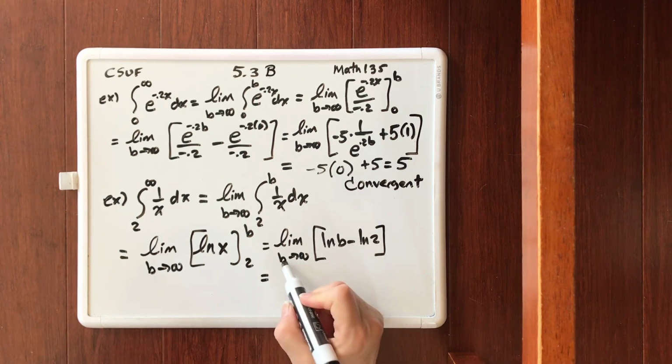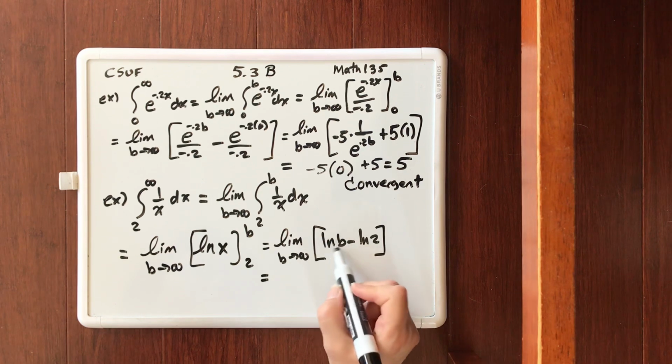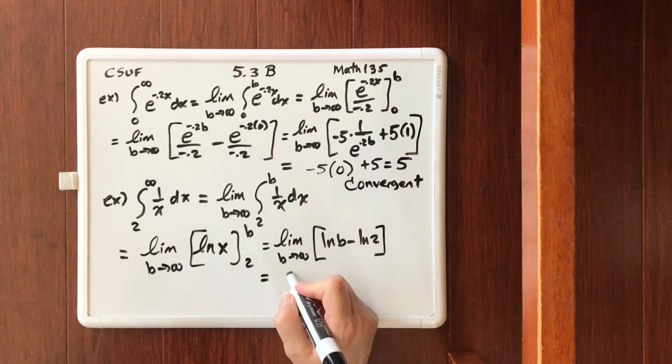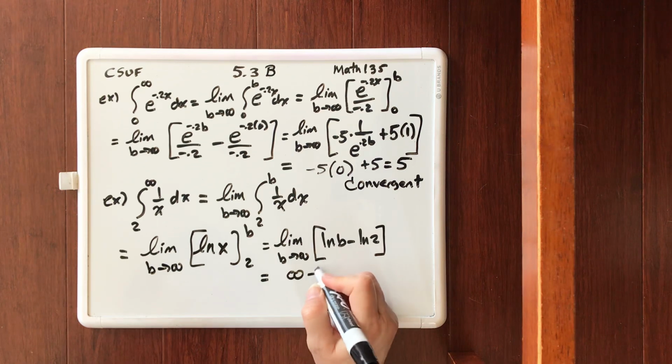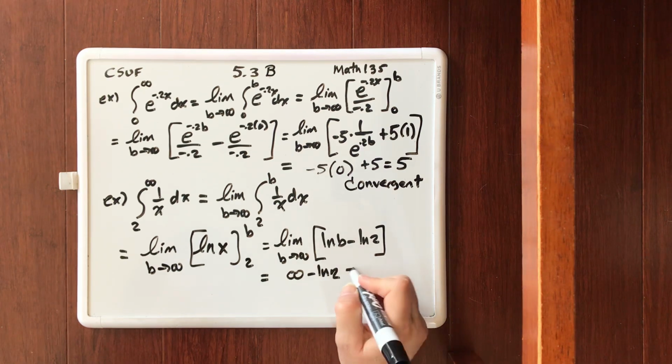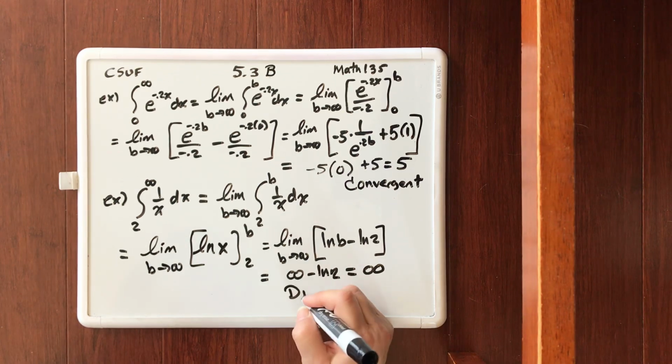Okay, as b approaches infinity, this ln b will get bigger and bigger and bigger and bigger, so it goes off to infinity. And the limit of a constant is just a constant. So this just equals infinity, and therefore it is divergent.